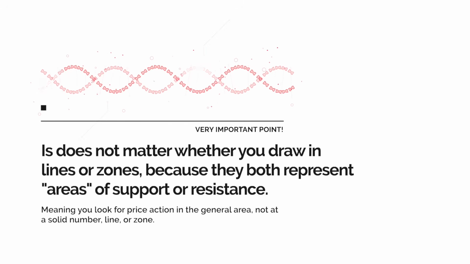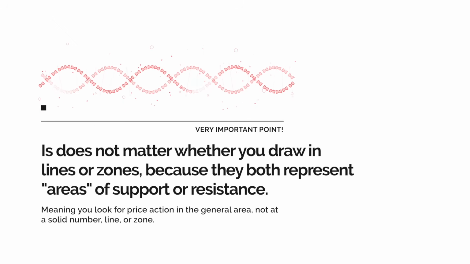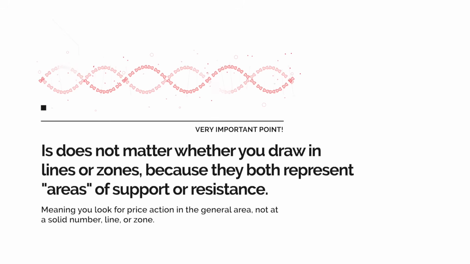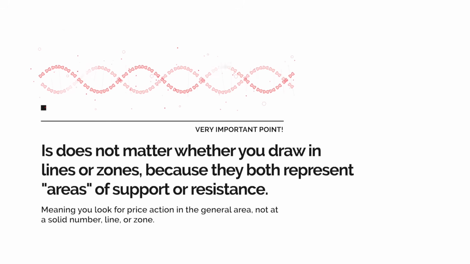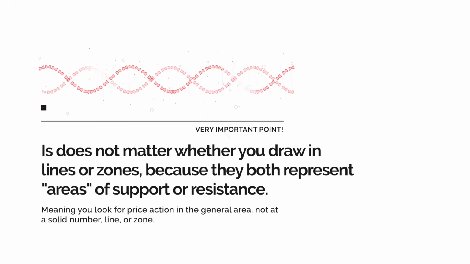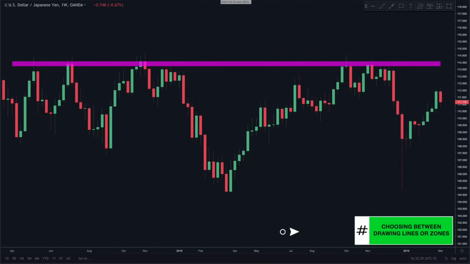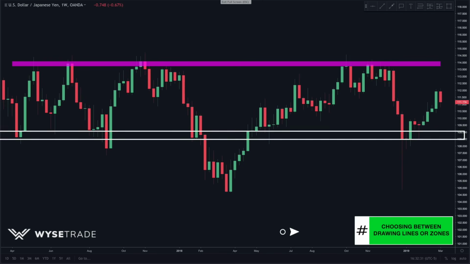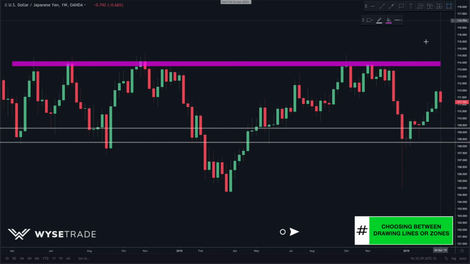Because you still treat these lines and zones of support and resistance as areas, meaning you are looking for price action to occur in the general area, not at a solid number, line, or zone. So moving on down, we spot this level here and we draw in a zone like this.